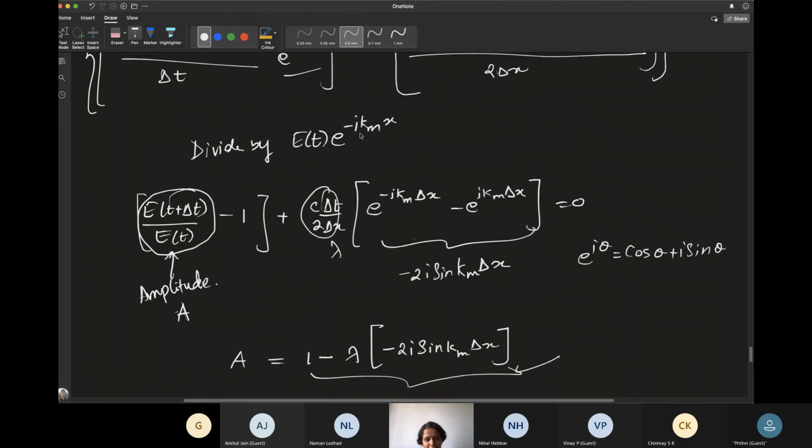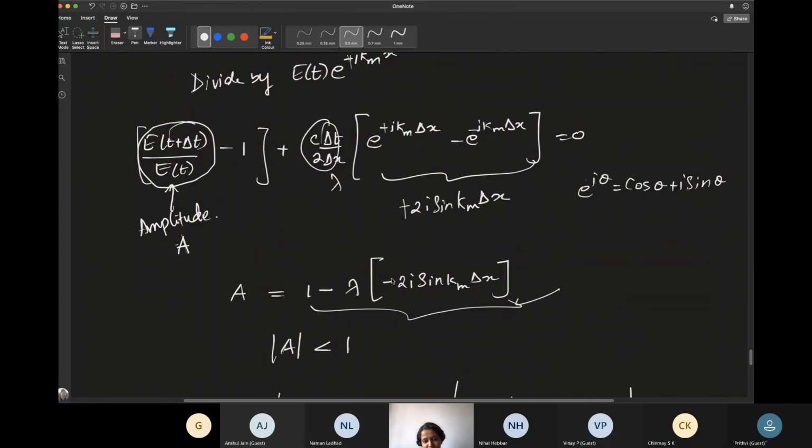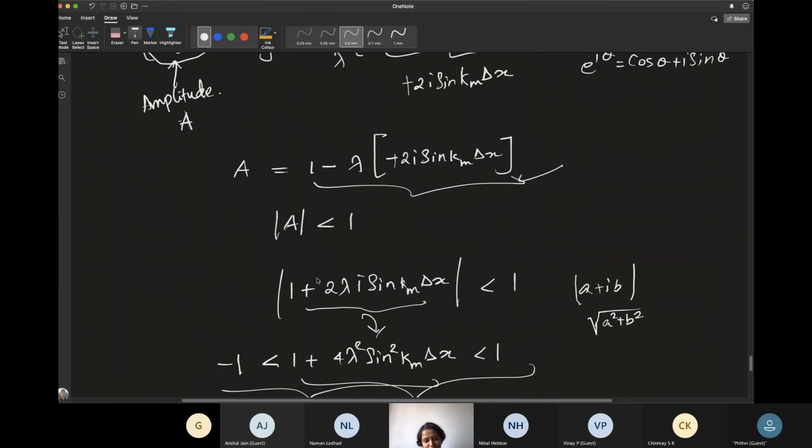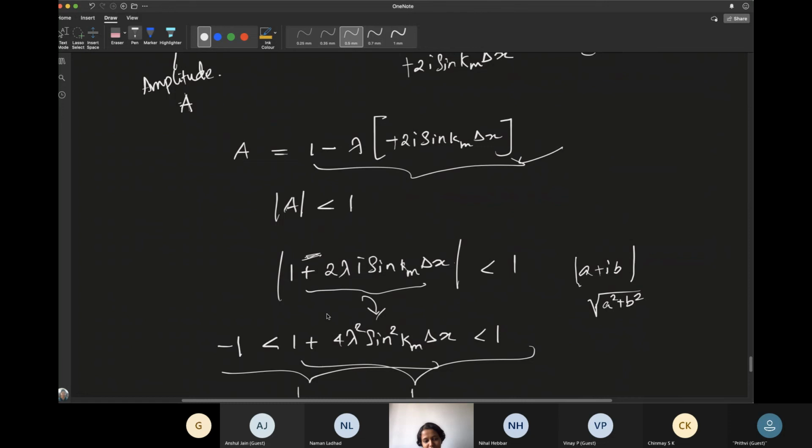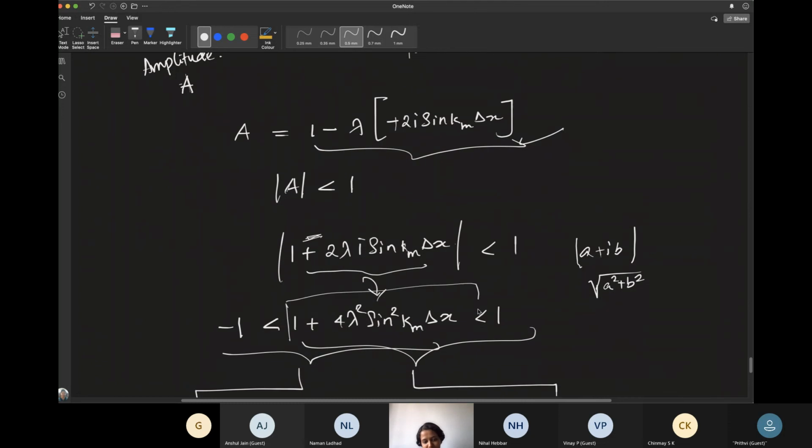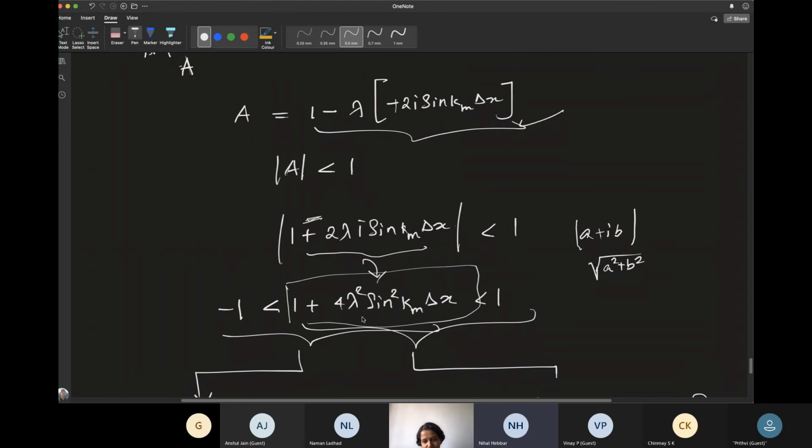So even if we take positive over here, we'll get reverse and we'll have a plus here. And this will be a minus. But of course, this will be the same for both of these. Ma'am, we'll have to have a root of 1 plus 4 lambda square. Modulus will be root of 1 plus 4 lambda square sine square km delta x, right? Here it's a root. Yeah.